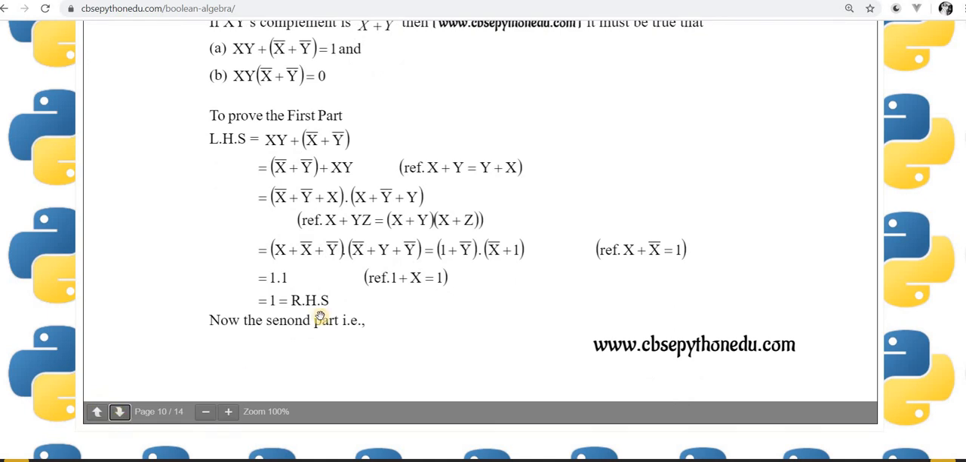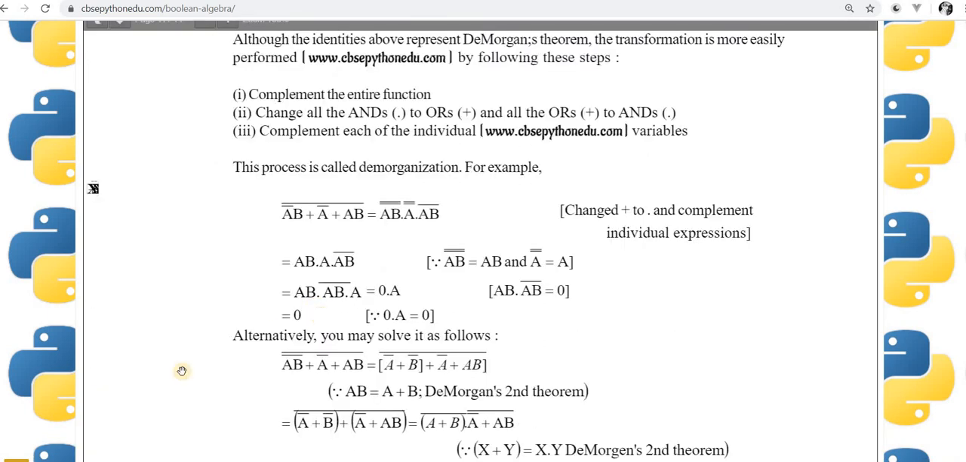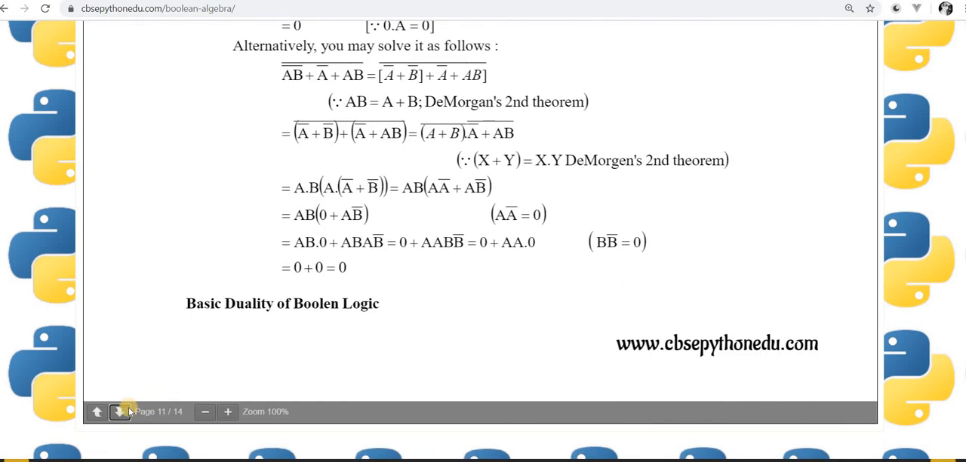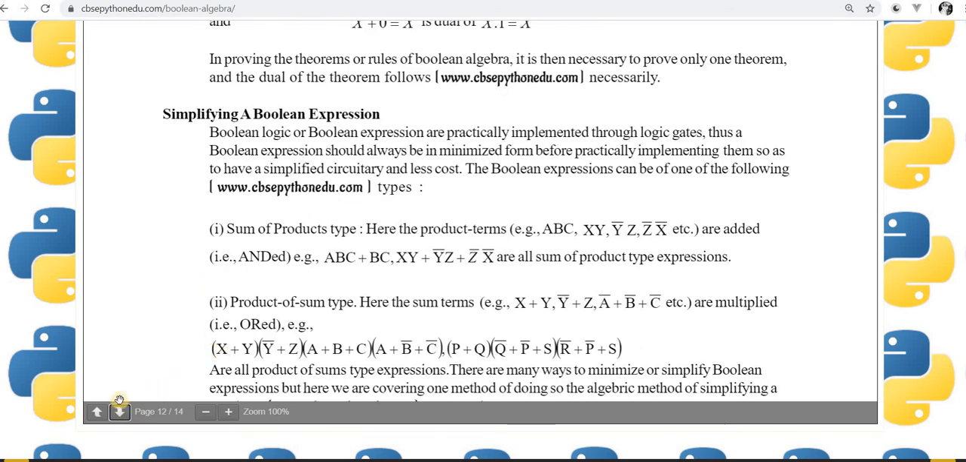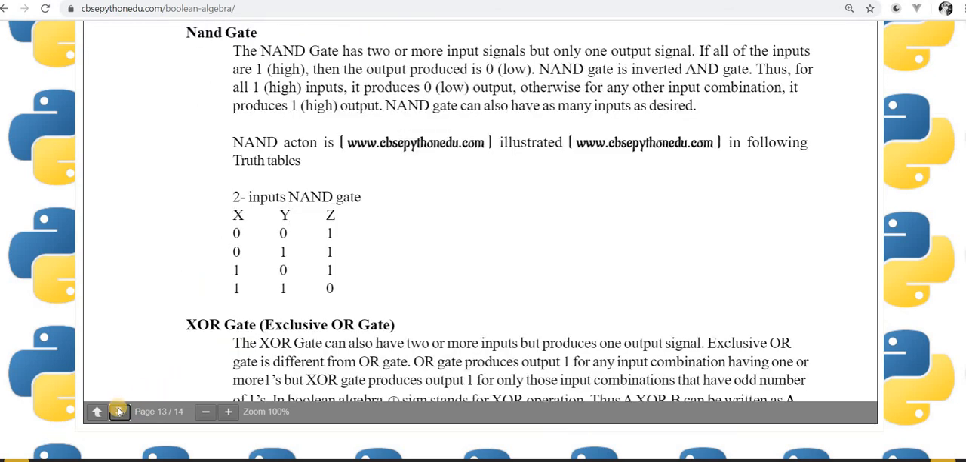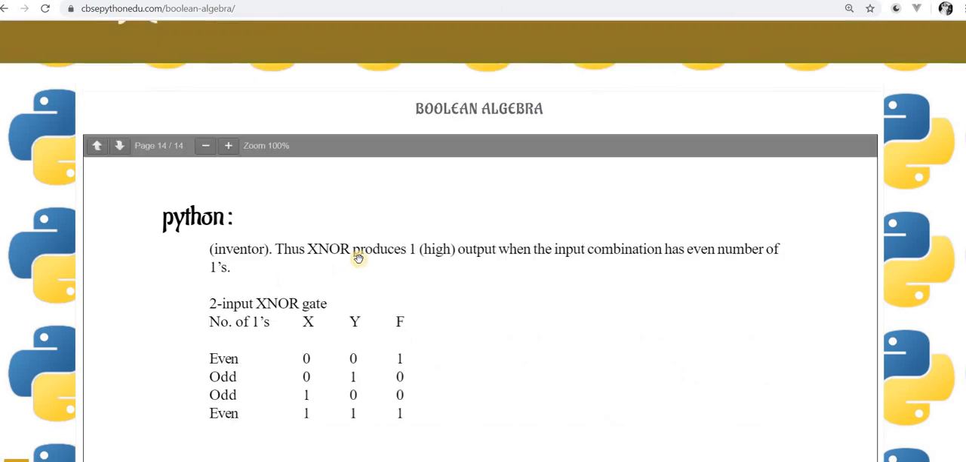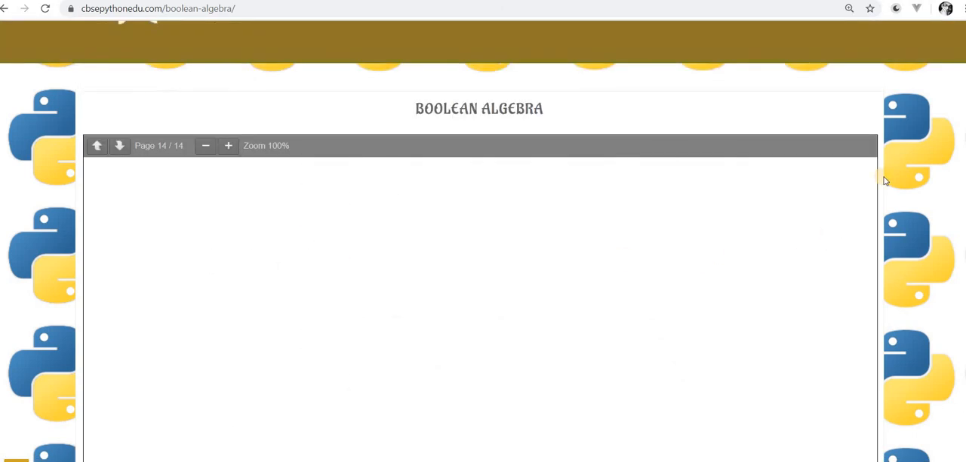So this is all about De Morgan's law, and all of this is not needed. Boolean logic, duality, no. Okay, so that is it, Boolean algebra.